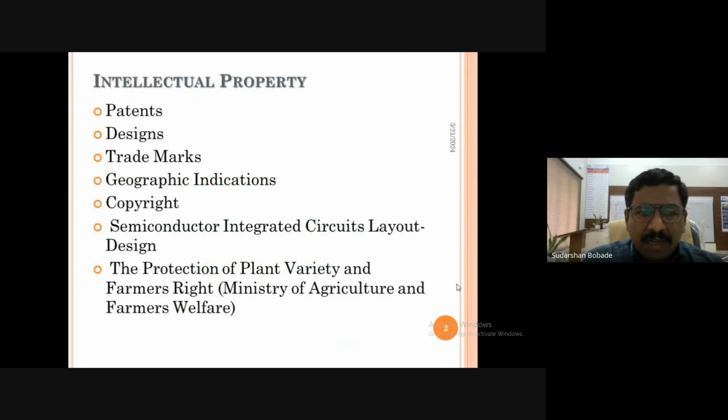Since the last 3 days, Dr. Bhavane sir very effectively presented all the details, minute details we can say, related to intellectual property, IPR. And so these are nothing but some typical ways with which we can have the ownership for our IPs. My dear friends, patents, designs, trademarks, geographical indications, copyrights, semiconductor integrated circuit layout design, and the protection of plant varieties and farmers' right. These are nothing but the many facets of intellectual property.